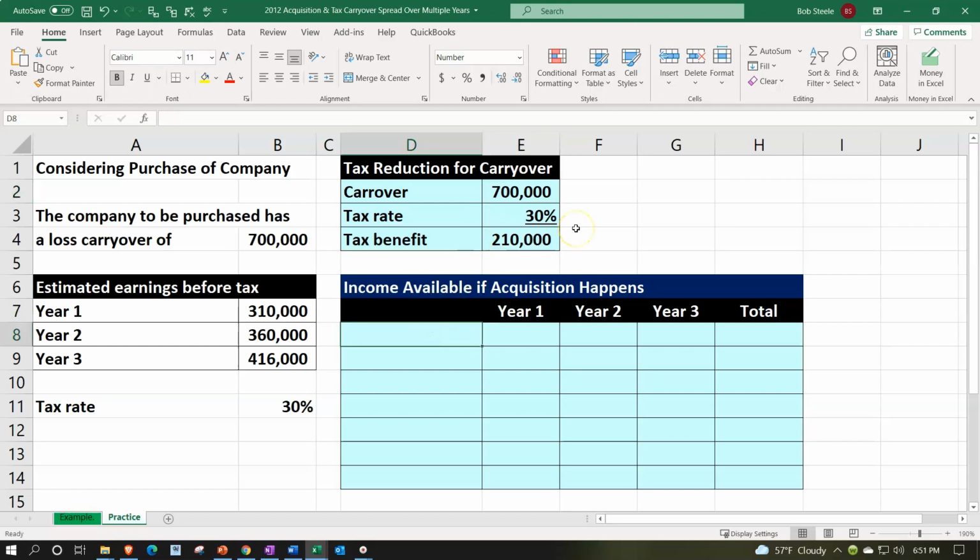So let's think about the income before tax, which is going to be, for year 1, the $310,000. And then we've got the tax loss carryover. We have the $700,000 of the carryover that we can apply out, but we can only take up to $310,000 since that's our taxable income.